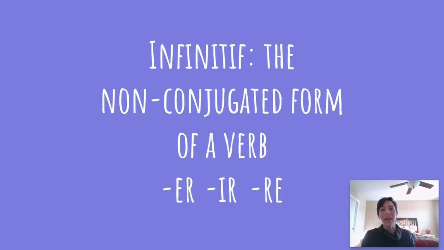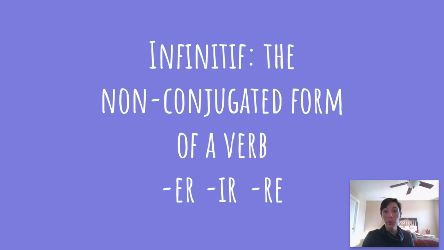Our first is the infinitive. This is the non-conjugated form of a verb. It's what you'll find in the dictionary. It always ends in ER, IR, or RE. Today we're talking specifically about regular IR and RE verbs. So these are verbs who have a pattern.